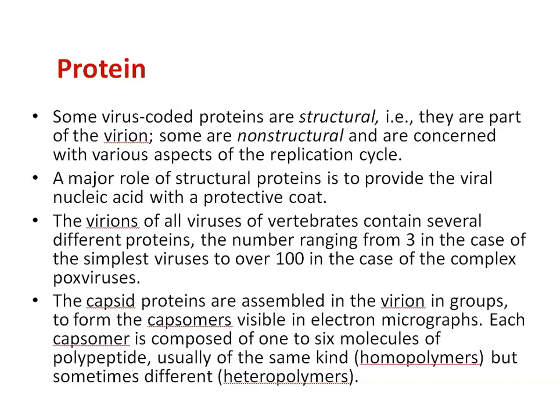Virions of all viruses of vertebrates contain several different proteins, ranging from 3 in the case of the simplest viruses to over 100 in the case of complex viruses, for example, pox viruses. Now, capsid proteins are assembled in the virion in groups to form capsomers, which are visible only in electron micrographs. Each capsomer is again composed of 1 to 6 molecules of polypeptide. When polypeptides are of the same kind, they are known as homopolymers, but sometimes they are different, meaning heteropolymers.